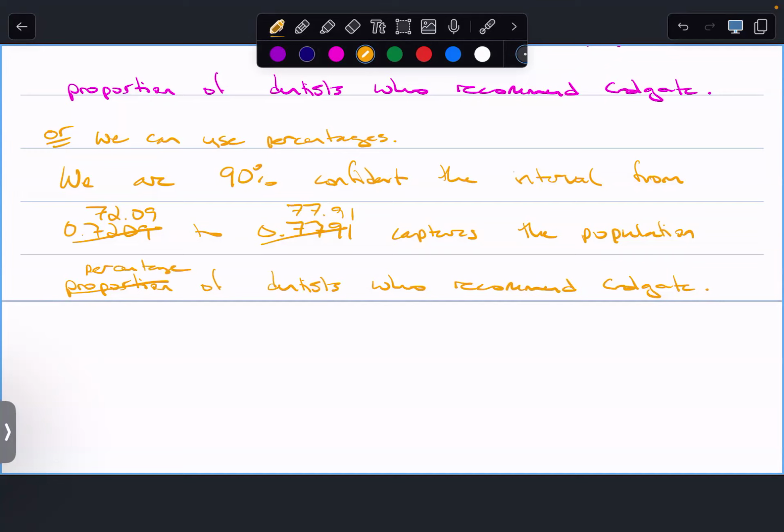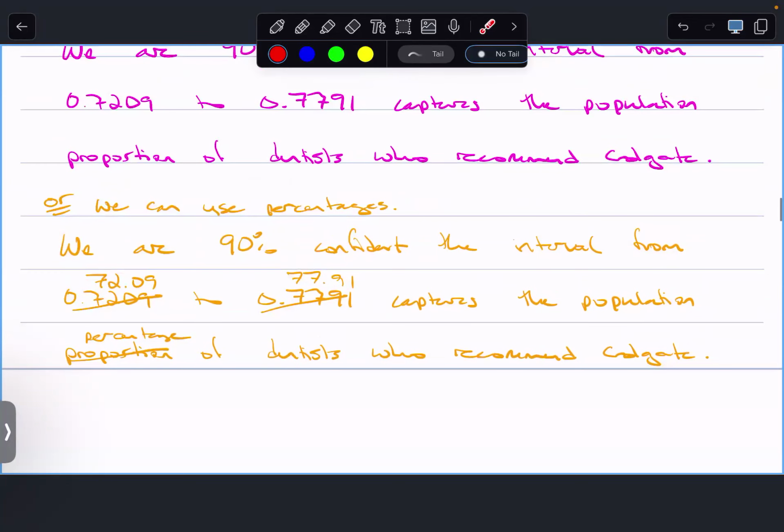Now, because the question is going to likely be about the proportion, right? I would probably recommend just keeping it as a proportion because you'd have to do some extra thinking and make sure that what you're saying is true if you were to change it. But if you really want to do the percentage, then just make sure that you change it in both locations.